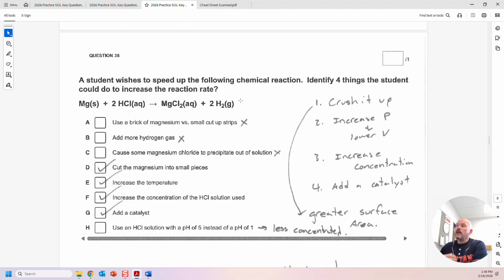So another way we could get more collisions to get over the hump is lower the bar. We could lower the activation energy, so add a catalyst. So the different things we can usually do to increase the rate of reaction, which means make the particles collide more, is add more reactants, right? Just have higher concentrations of reactants. If you have a solid, crush it up, break it up, cut it into strips, right? We're increasing surface area, right? Greater surface area means more places for collisions to occur, so you get more total collisions. More total collisions equals reaction happens faster, right?